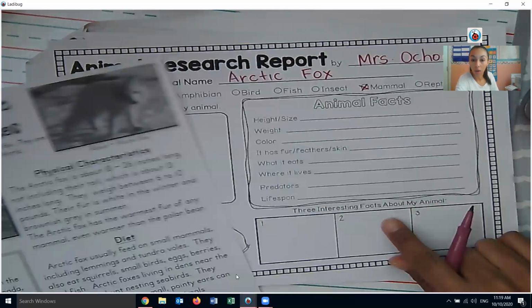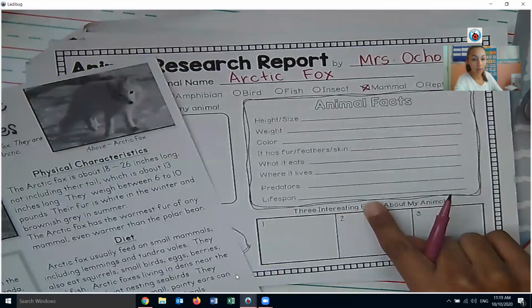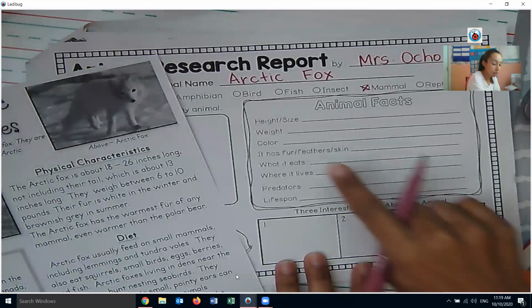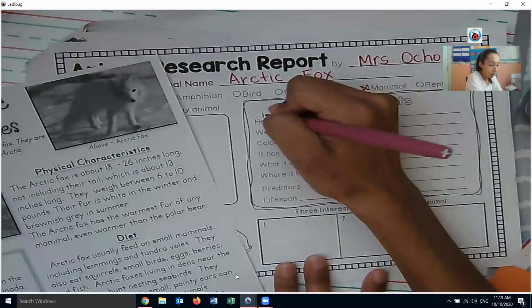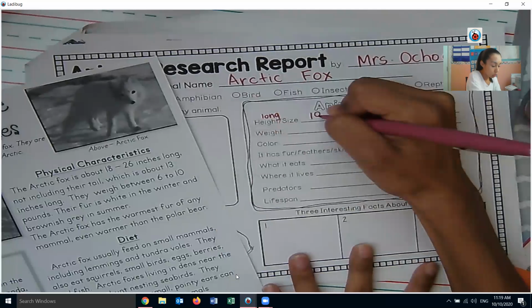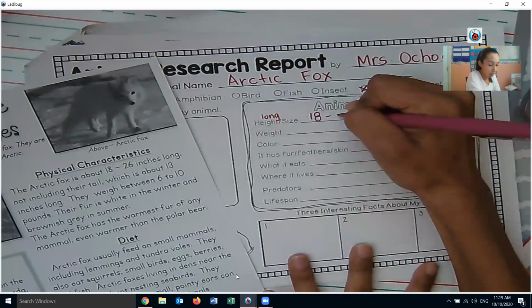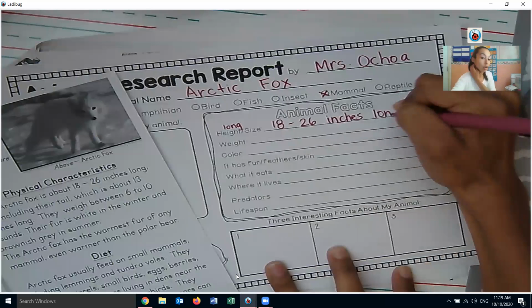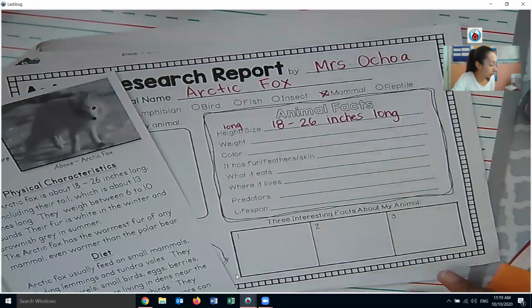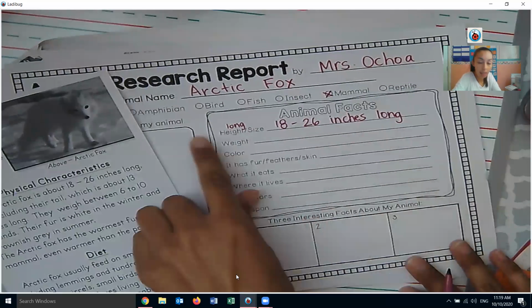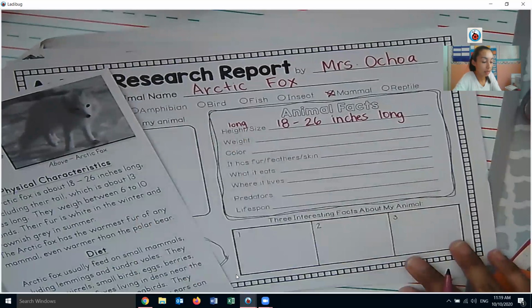These pieces I don't want you to copy, because this one is about the Arctic fox and no one else has this animal, only I do. The Arctic fox is about 18 to 26 inches long. When it says long, that tells me that is the height, so I'm going to write my height is 18 to 26 inches long. You're going to read yours, and it might not be in your first sentence. It could be further ahead, and it's going to tell you how big the height is, how long it is, how tall it is. That's the information you want here.